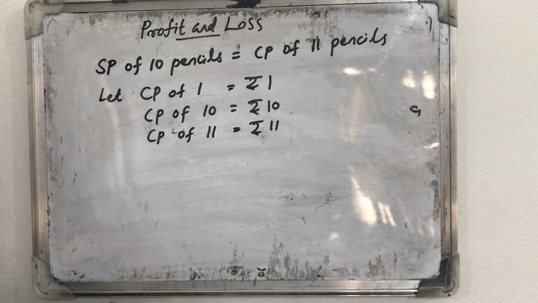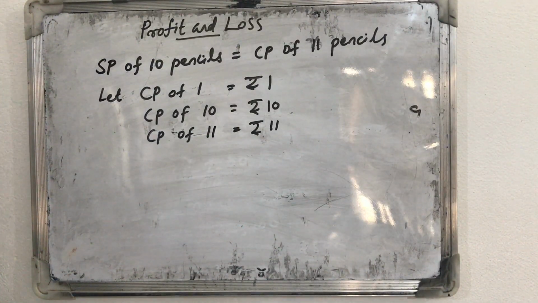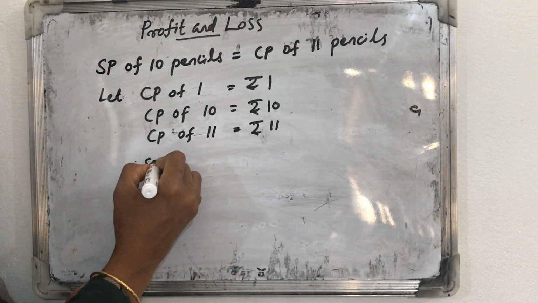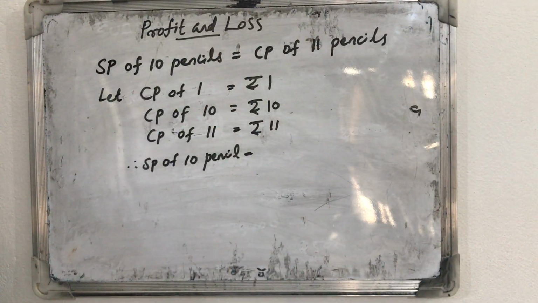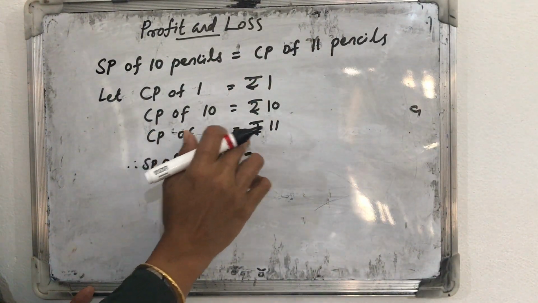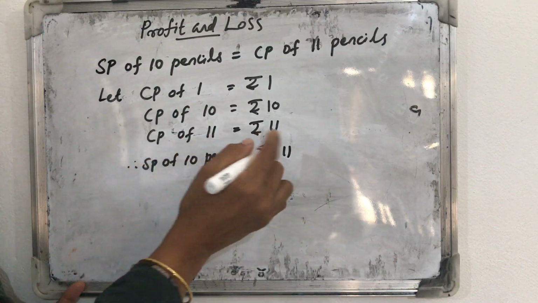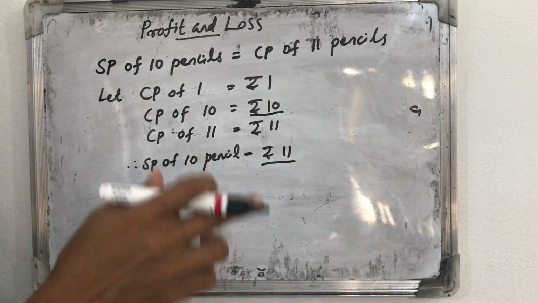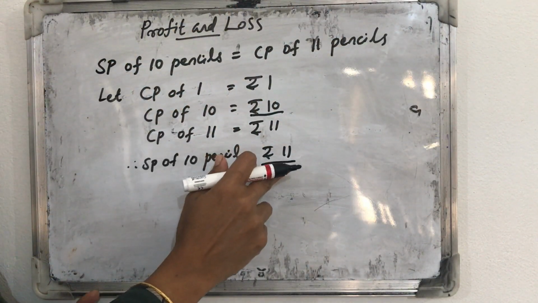11 rupees. Okay, and it is given that SP of 10 pencils is equal to CP of 11 pencils. That is given. So how can we find out SP of 10 pencils? Therefore, SP of 10 pencils will be equal to CP of 11 pencils, which we already know is 11 rupees. Now we found SP of 10 pencils is 11 rupees and CP of 10 pencils is 10 rupees. Clear? In this question it is already given SP of 10 pencils equals CP of 11 pencils. That's why we got 11 rupees here.